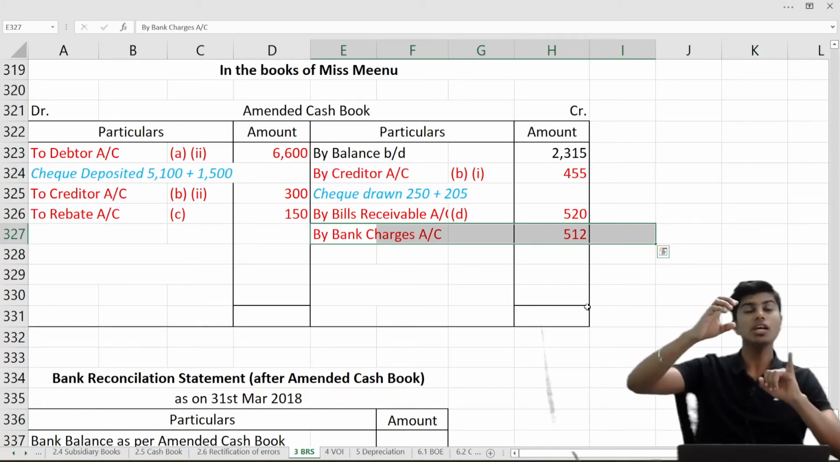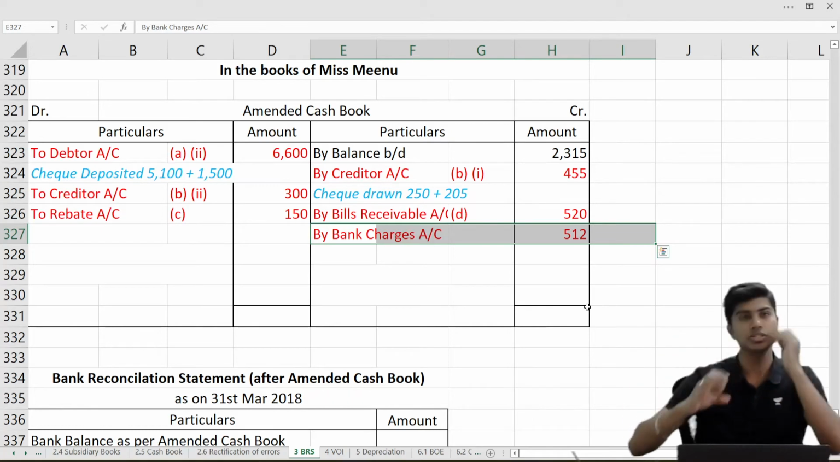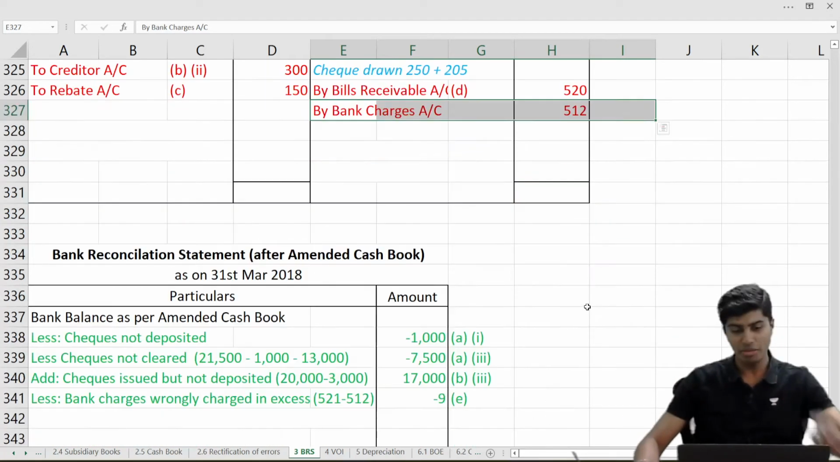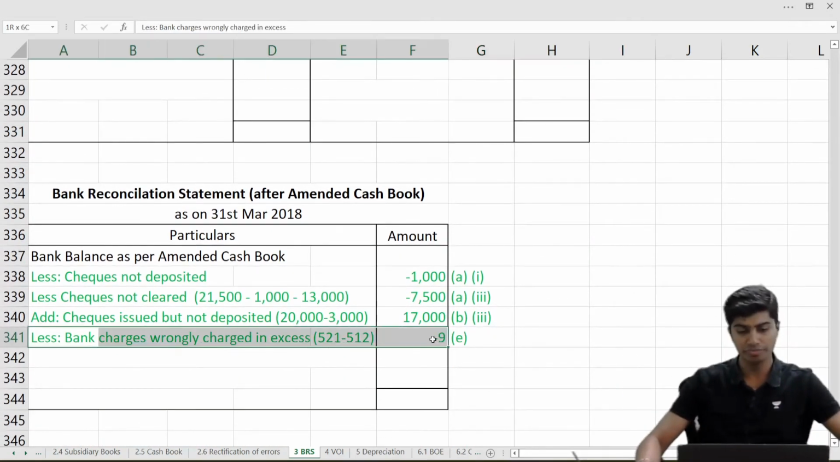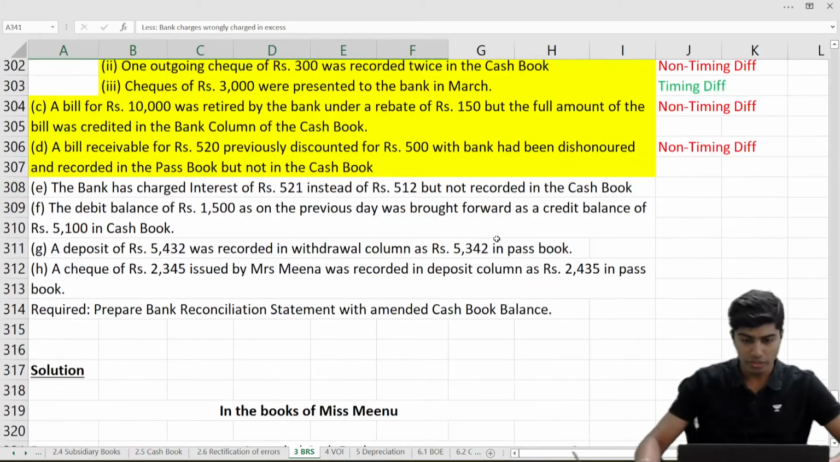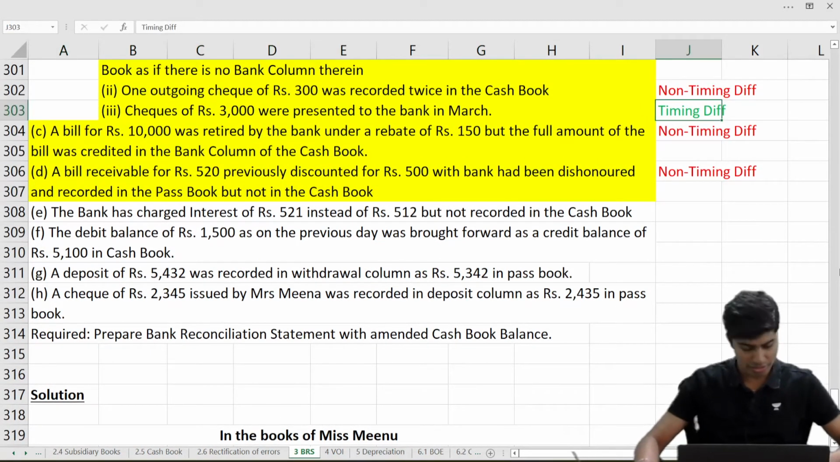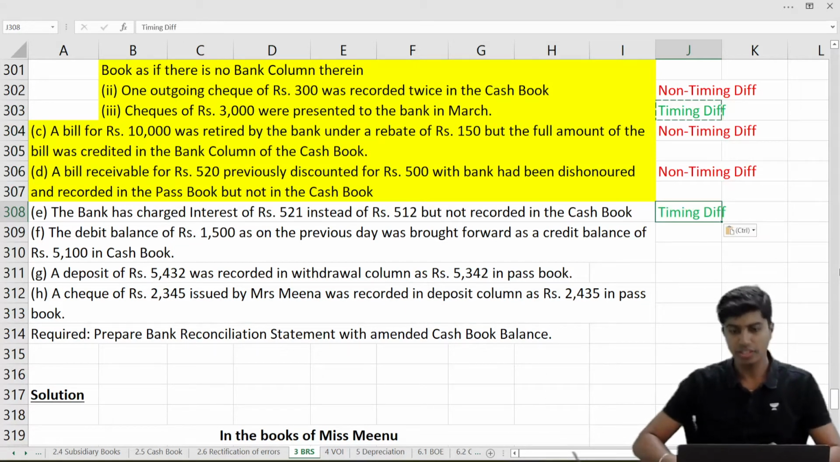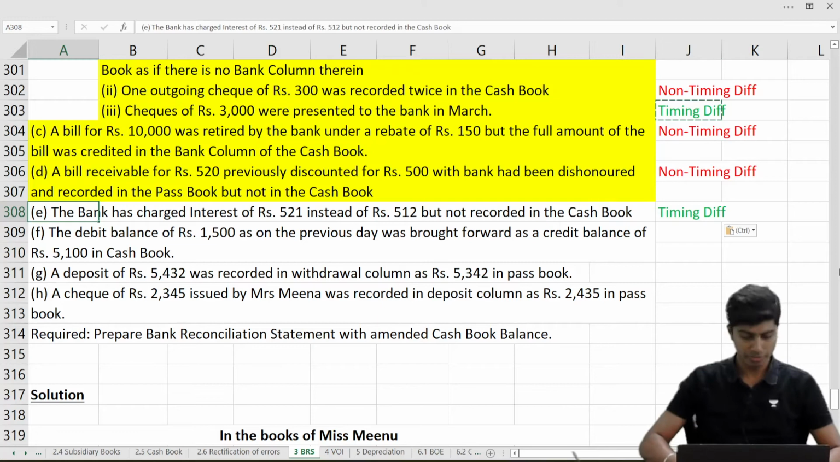Can you see the P? No. We're making changes in the cash book. What should you do? Reduce it. By how much? 9 rupees. Timing difference 9. That's what I've done here. Got that? So I will write here that this, my friends, is a timing difference. Got it?